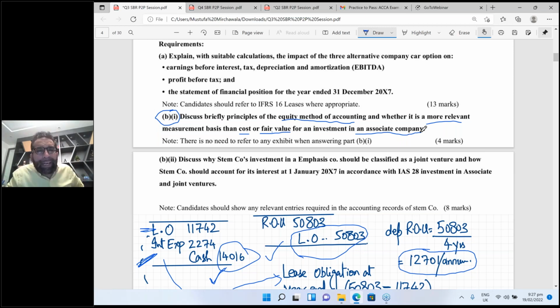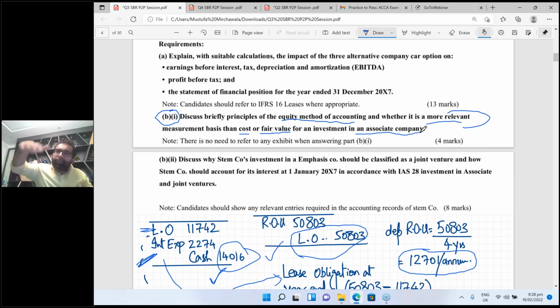Now tell me whether it is more relevant. See the word relevant; just think relevant means useful for shareholders, than cost or fair value of an investment in an associate company. Yes, it is better than original cost. If you report this investment at original cost, then that will be outdated. Because as the owner, for example, if I have bought 30% shares in an associate, that means I am the 30% owner of the associate.